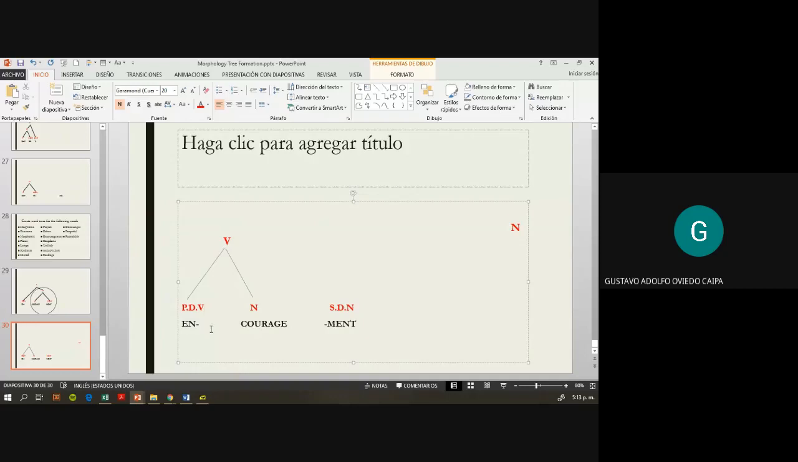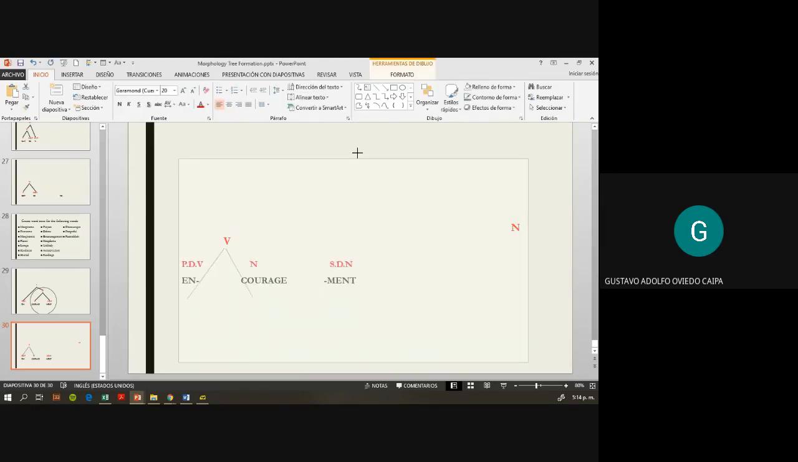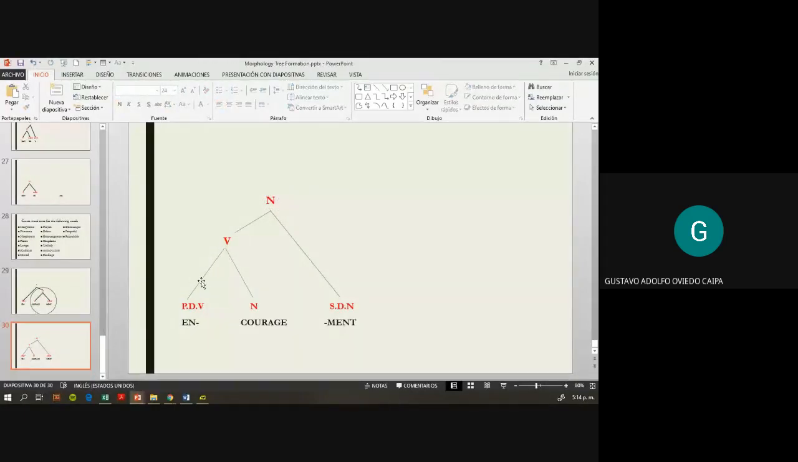This one, encourage. Now we only need to move to the right, now that we have the first part right. So we just need to connect this with this. And now we can say that meant is normally a suffix that creates nouns. Now I can say that this is a noun. You see?